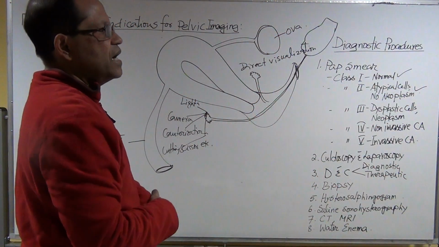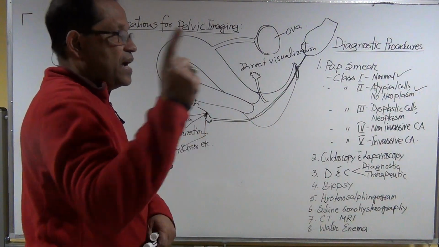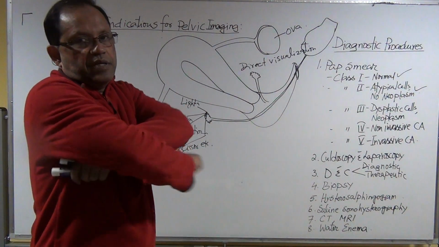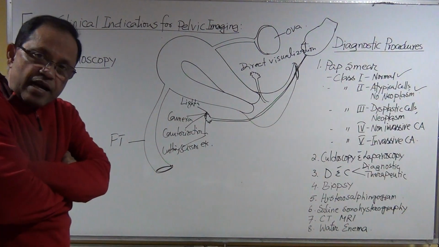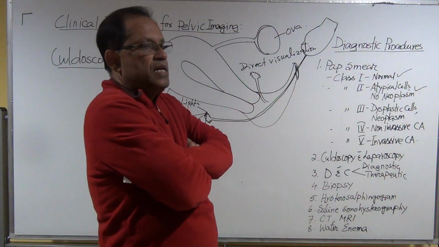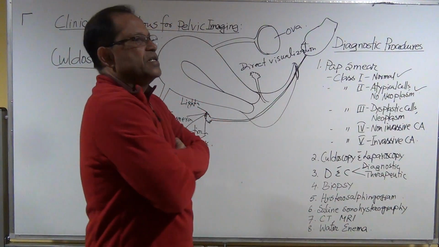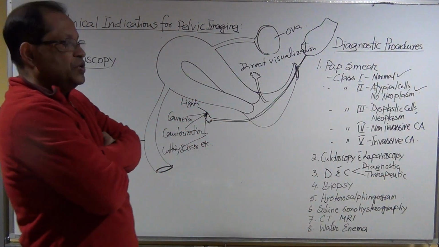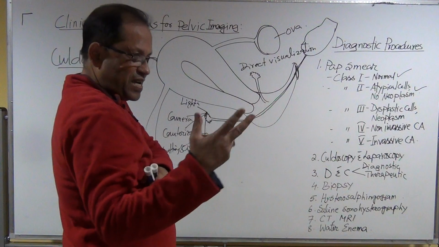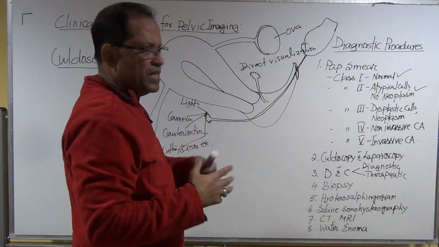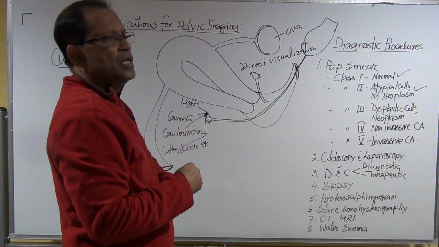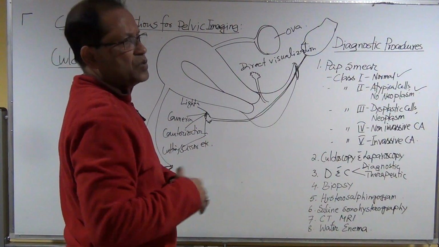Then better understanding. It is diagnostic and therapeutic. Diagnostic and therapeutic means it can give the treatment. What type of treatment? Surgical treatment. Okay, they can do surgical treatment by cutting, separating, whatever they want to do, they do. And at the same time they diagnose.